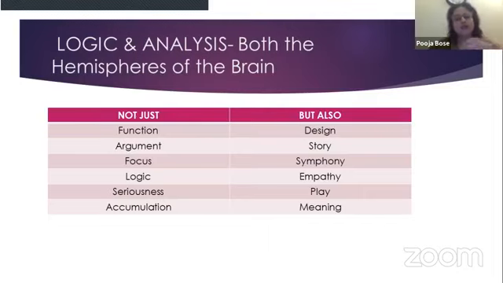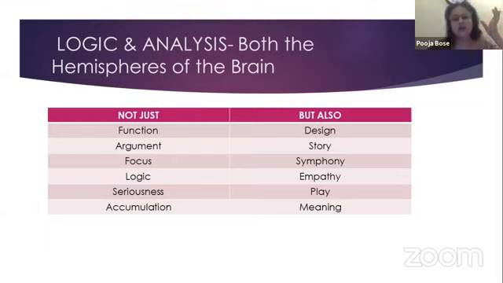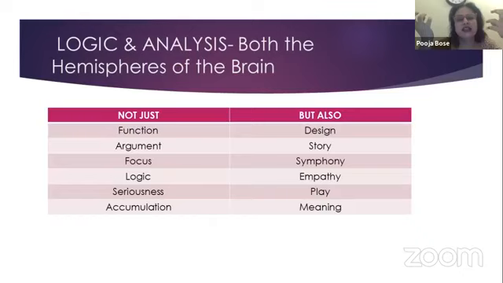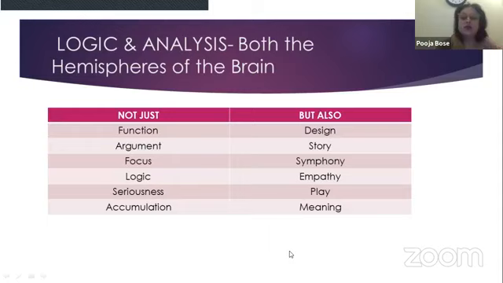Now, coming to the next thing which we need to understand, and which is that our brain works, as you all know, in two hemispheres, the right hemisphere and the left hemisphere. And the right hemisphere deals with emotions and creativity, and the left hemisphere is logic and analysis. But in the 21st century, in the conceptual age, we need not only to function, but we also should develop design. That means aesthetic appeal.